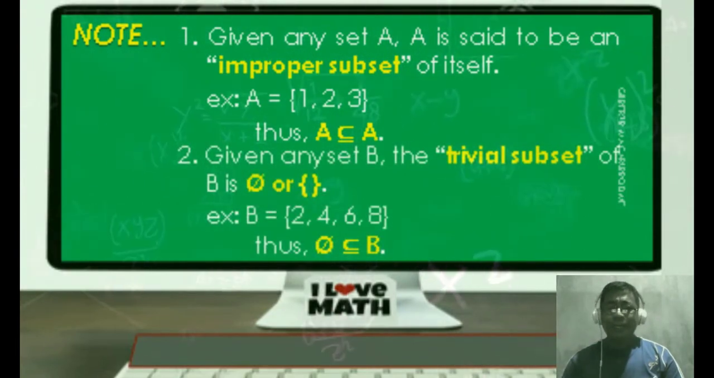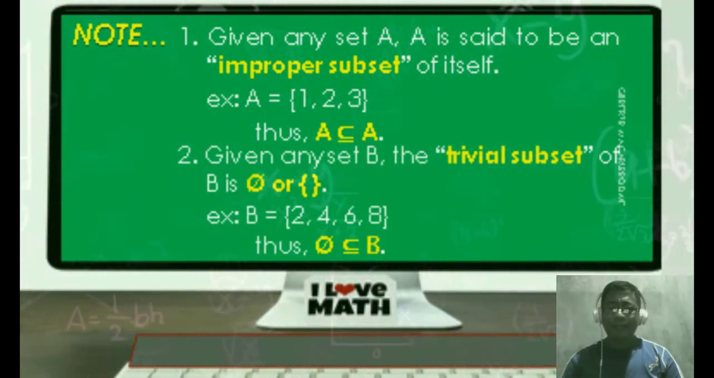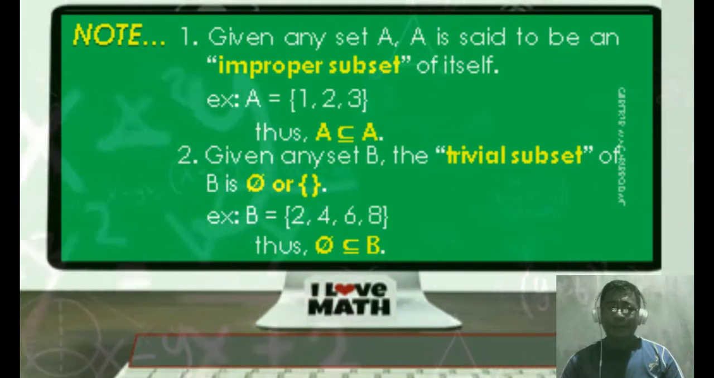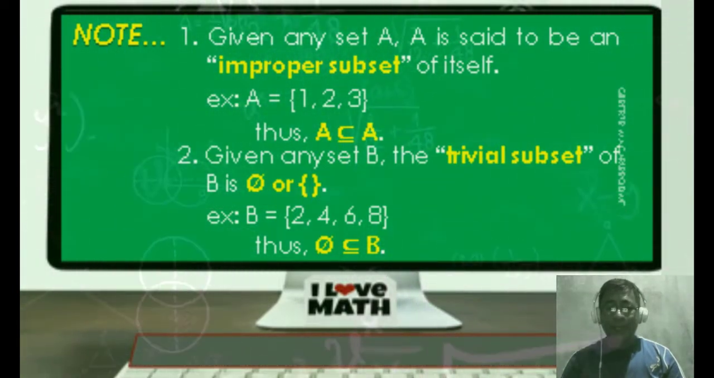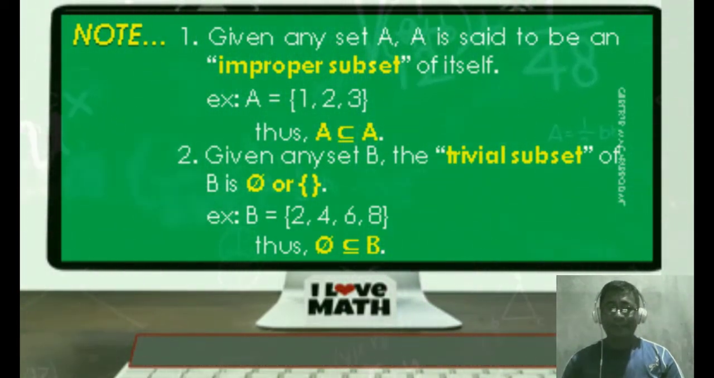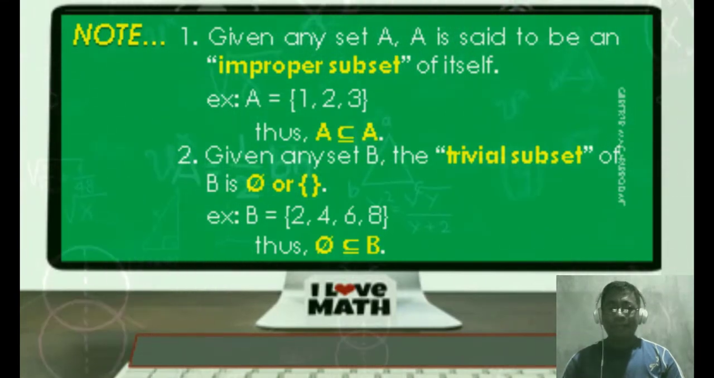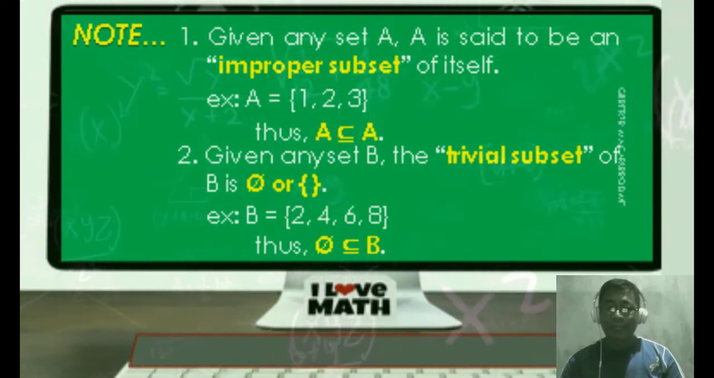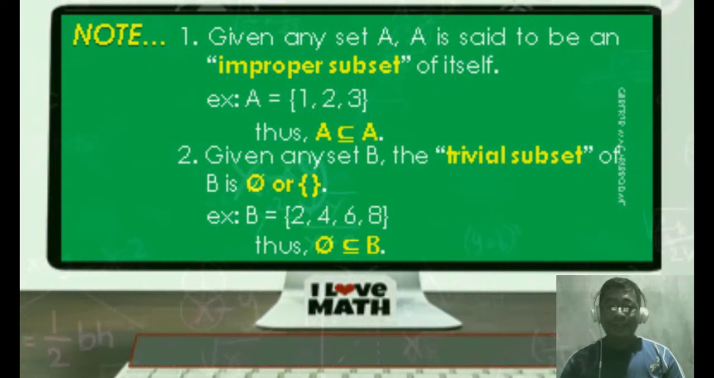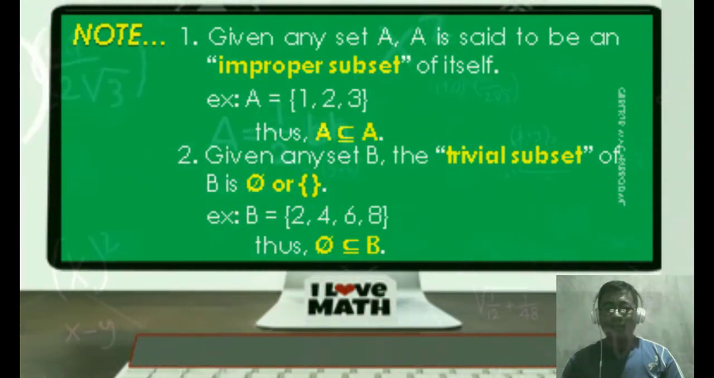Number 2, given any set B, the trivial subset of B is phi, or open and close braces, which is simply an empty set. Example, set B is equal to {2, 4, 6, 8}. Thus, we can say that the empty set is a subset of set B. Take note of that.